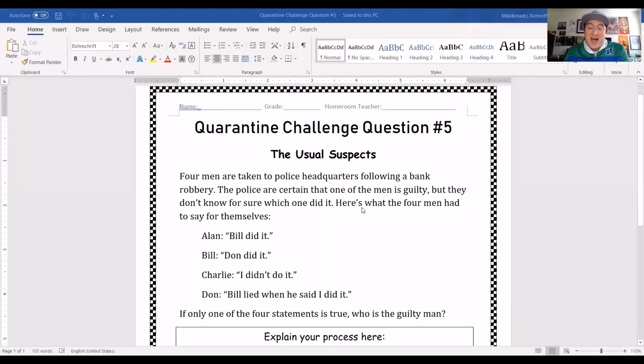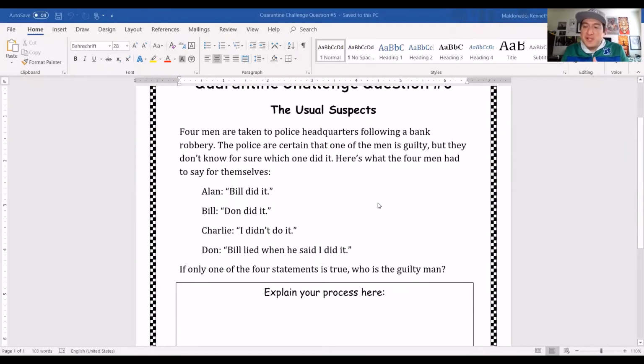And then the next thing I'm going to talk about is quarantine challenge question number 5. Here's what it says. It's called The Usual Suspects. 4 men are taken to police headquarters following a bank robbery. The police are certain that one of them is guilty, but they don't know for sure which one did it. Here's what the 4 men had to say for themselves. Alan said, Bill did it. Bill said, Don did it. Charlie said, I didn't do it. Don said, Bill lied when he said I did it. If only one of the 4 statements is true, who is the guilty man?